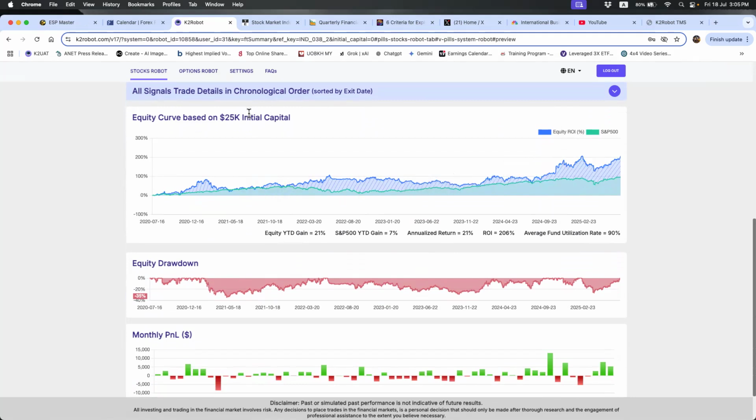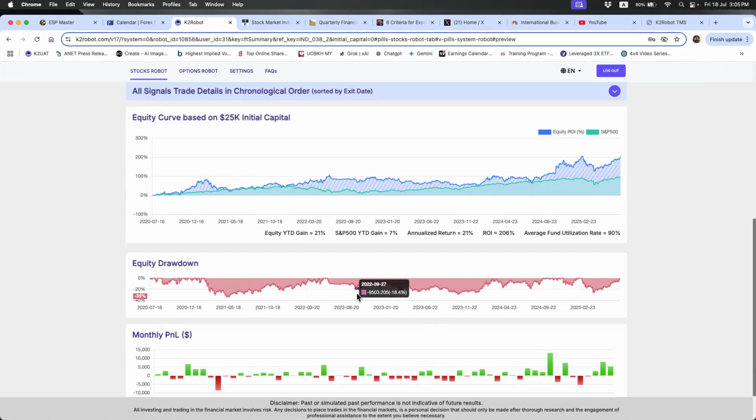It's based on a 25K trading account. Will there be losing periods in the robot? Yes, there will be. As you can see, the maximum drawdown during the last 5 years was 35%. This is the 2021 drawdown, and then followed by the Ukraine war in 2022.